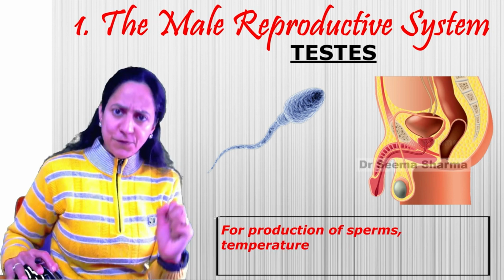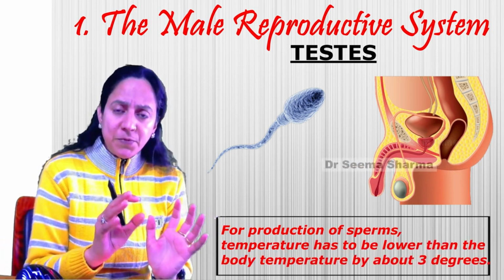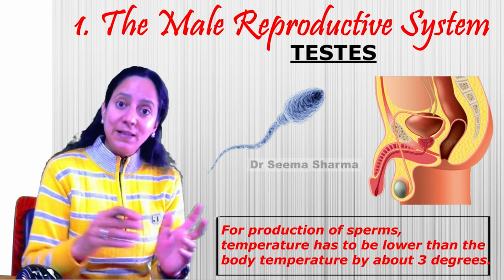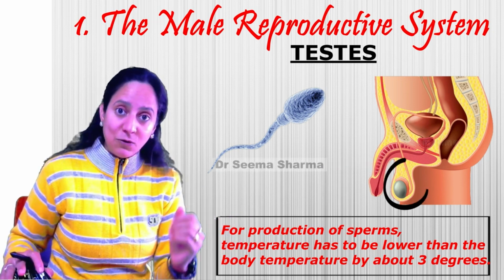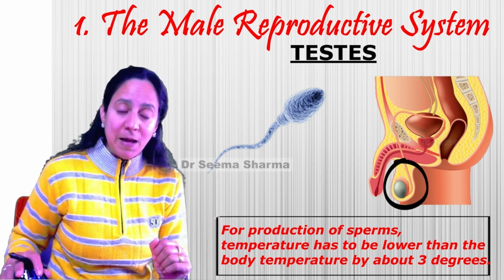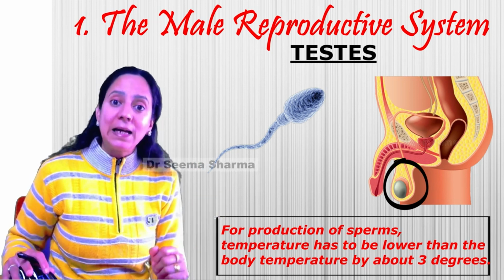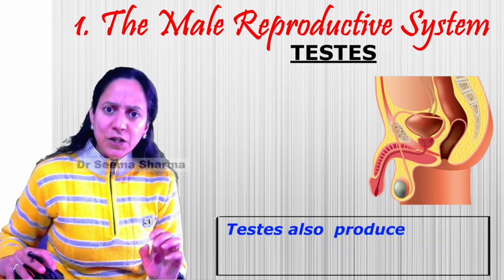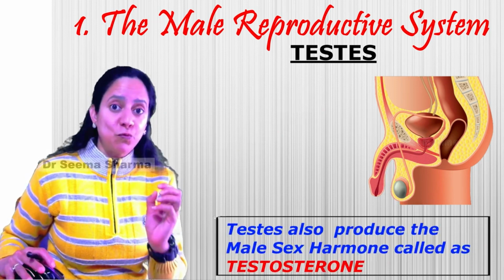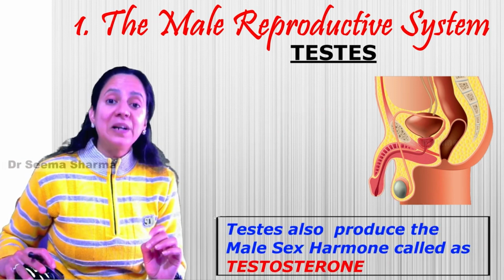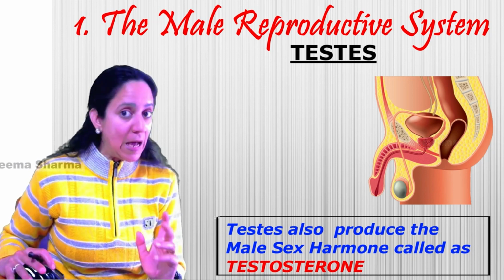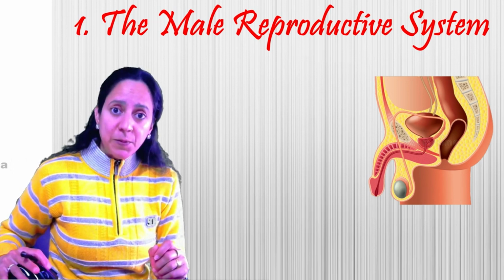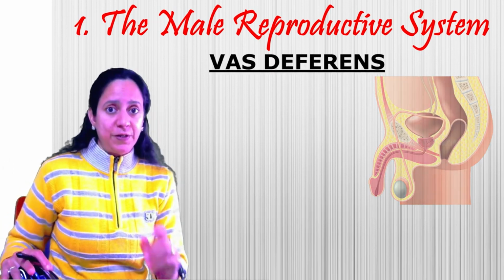For the production of sperms, a temperature 3 degrees below the normal body temperature is required. That's why these testes are held outside the lower abdominal cavity in this special bag-like structure called the scrotal sac or scrotum. Another function of the testes is to produce a hormone, called the male sex hormone, and its name is testosterone.